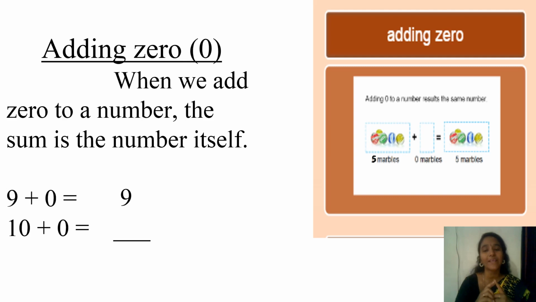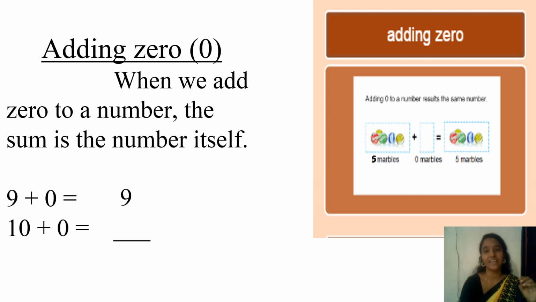Next, our topic is adding 0. What is our first property of addition? Adding 0. If we add a 0 to any number, then the answer will be the number itself. Let me ask you one thing. What is 0? 0 is nothing. If I tell you I gave you 0 chocolates, did I give you any chocolate? No. Say, if you are having 3 chocolates and I give you 0 chocolates, how many chocolates will you have? You will have 3 chocolates only, isn't it?